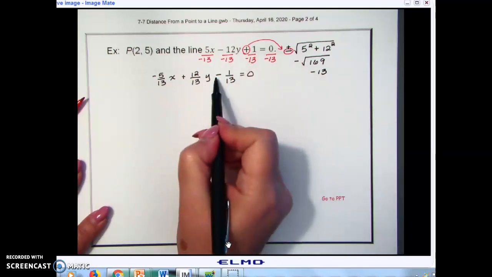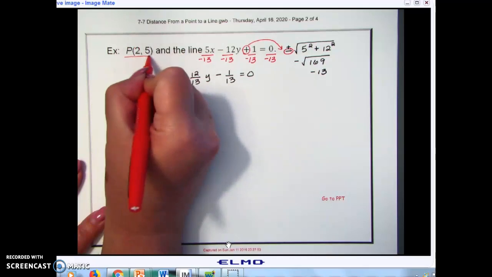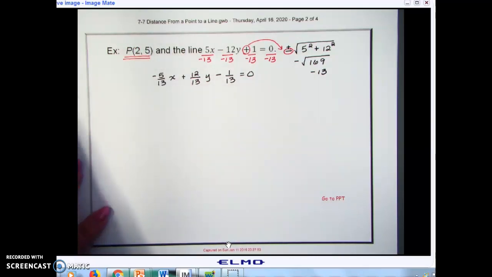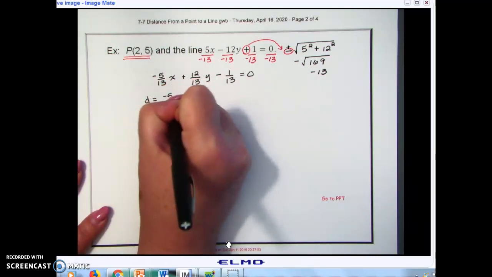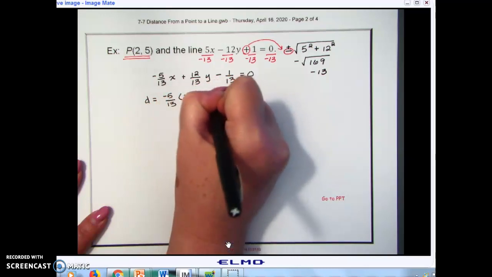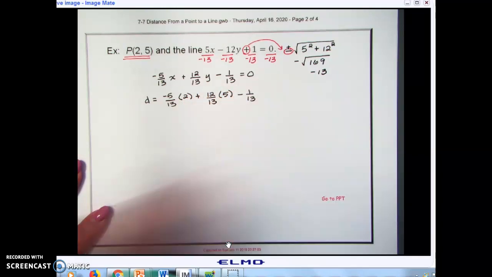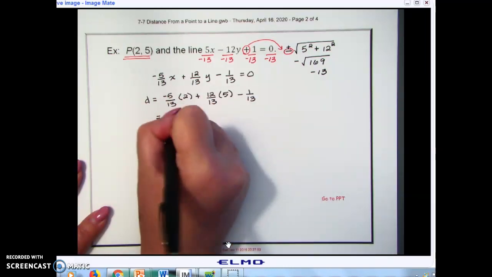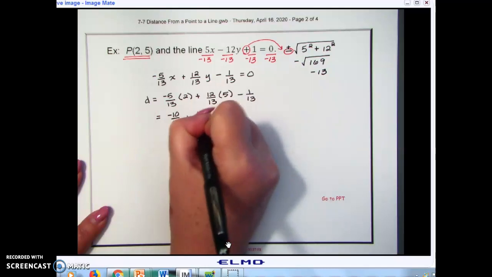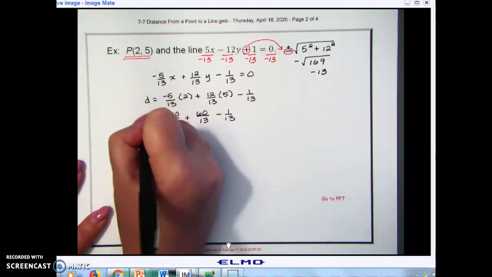And then just to remember, in normal form, that constant has to be negative. If it's not negative, then we divided by the wrong sign. So we are looking for the distance between that line and this point here at 2, 5. So the distance is going to be negative 5 over 13 times 2 plus 12 over 13 times 5 minus 1 over 13. And so when I multiply, we get negative 10 over 13, positive 60 over 13, and negative 1 over 13. That's going to be our distance.